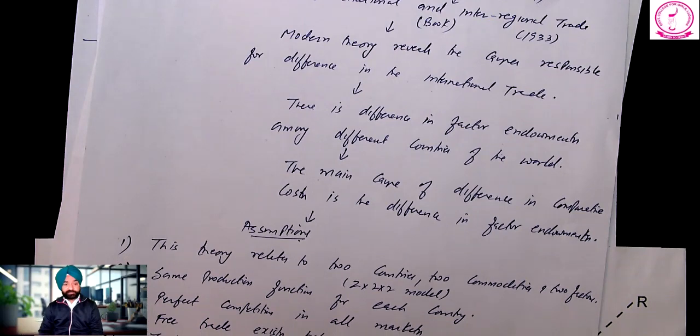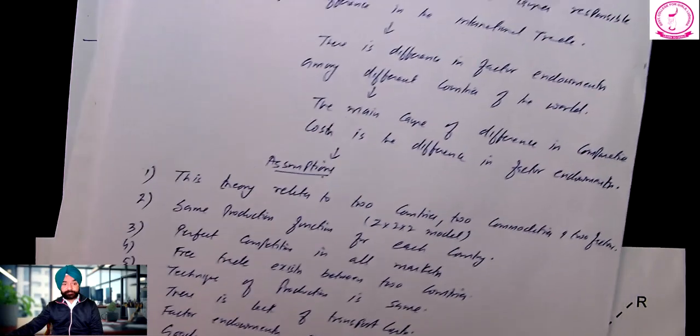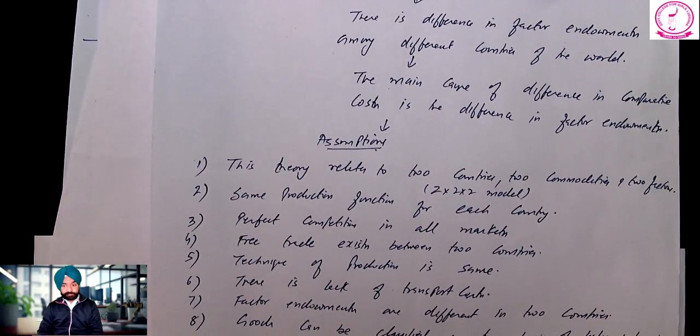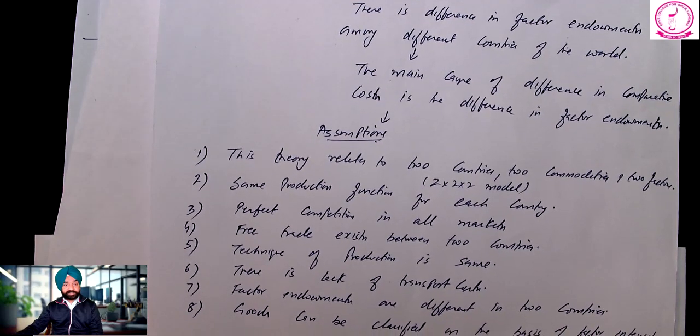But first of all, we have to discuss the assumptions of this theory, which are very important. This theory relates to two countries producing two goods, using two factors. It means it has a model of 2 by 2 by 2, which is a very important model. Then the same production function exists for each country. There is perfect competition in all markets. There is free trade between two countries, so there is no restriction imposed by the government.